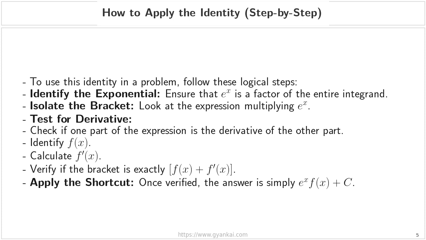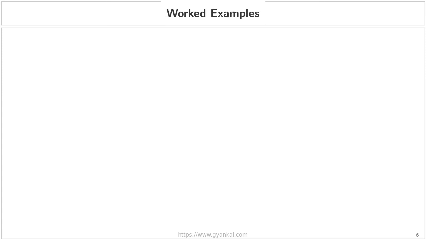We'll see this in action on the next few slides with some worked examples, but mastering these steps will allow you to quickly and efficiently solve integrals of this special form. Remember, it's all about recognizing the pattern and verifying that it fits before applying the shortcut. Worked examples.